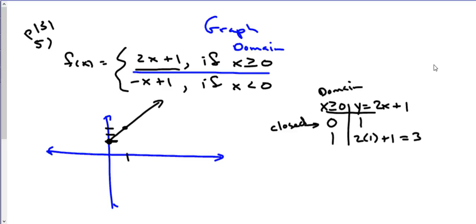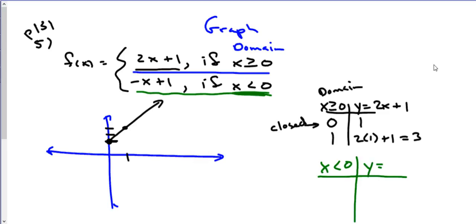The next part is I'm going to use this value. It's in green. Now, for this one, I'm going to create another table. However, I'm using the domain of x which is less than 0. So all my x values are going to be less than 0. To get my y values, I'm going to use this equation, negative x plus 1.